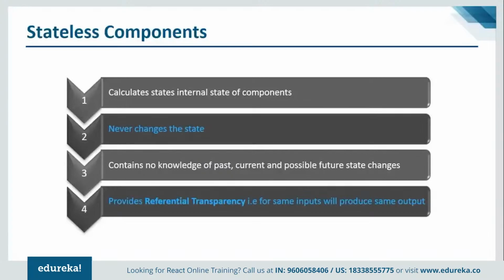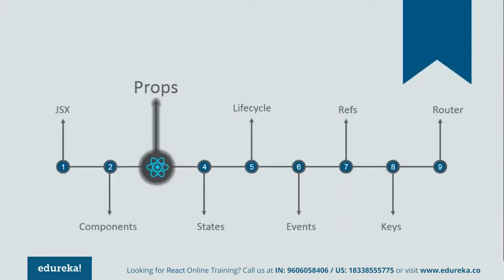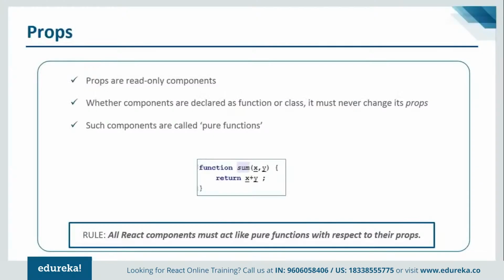Now, I hope you have a fair understanding about the components. So now, let's move on to our next topic, that is props. The simplest way of describing props would be to say that they function similar to HTML attributes. These are the read-only components which provide configurational values. Thus, by using the props, we can always pass data from a parent component to a child component. Whenever the component is declared as a function or a class, it must never change its props. All such components are therefore called the pure functions.